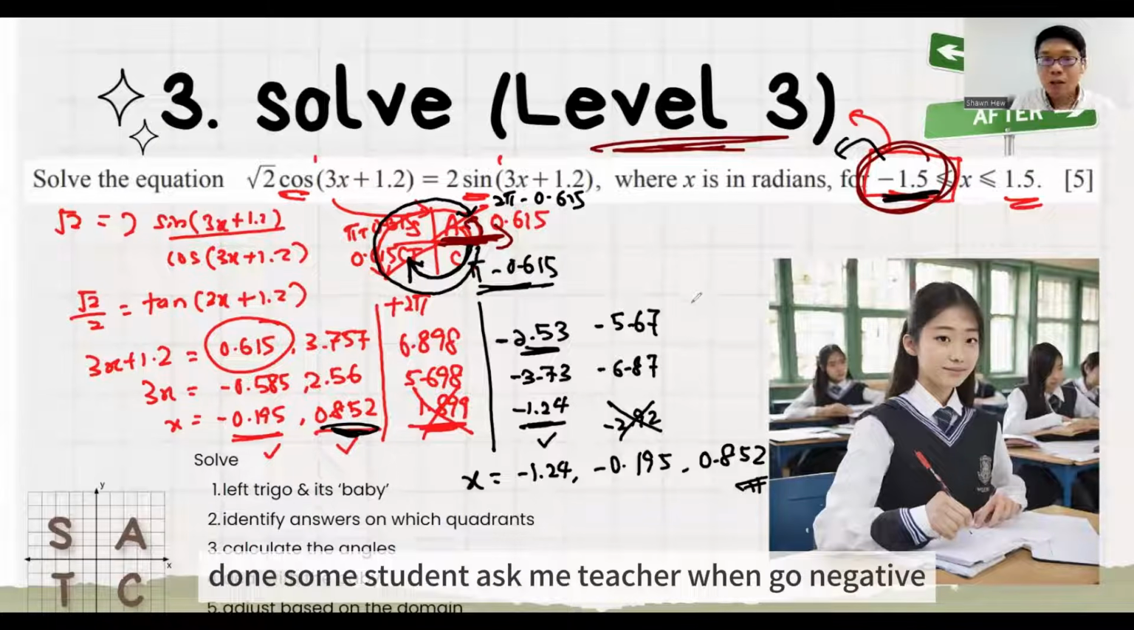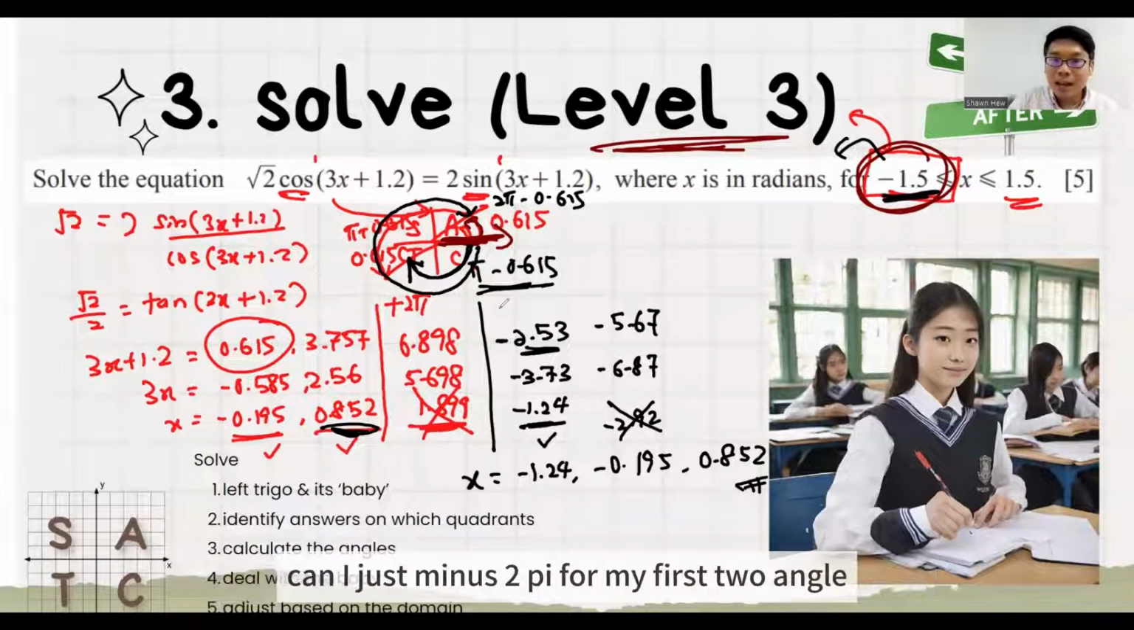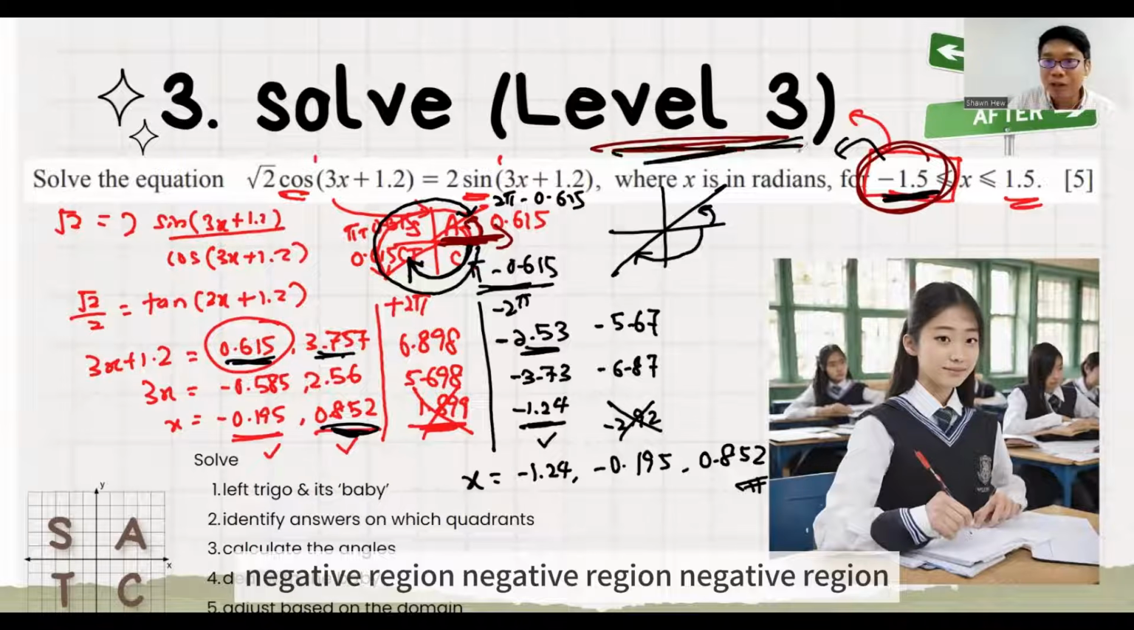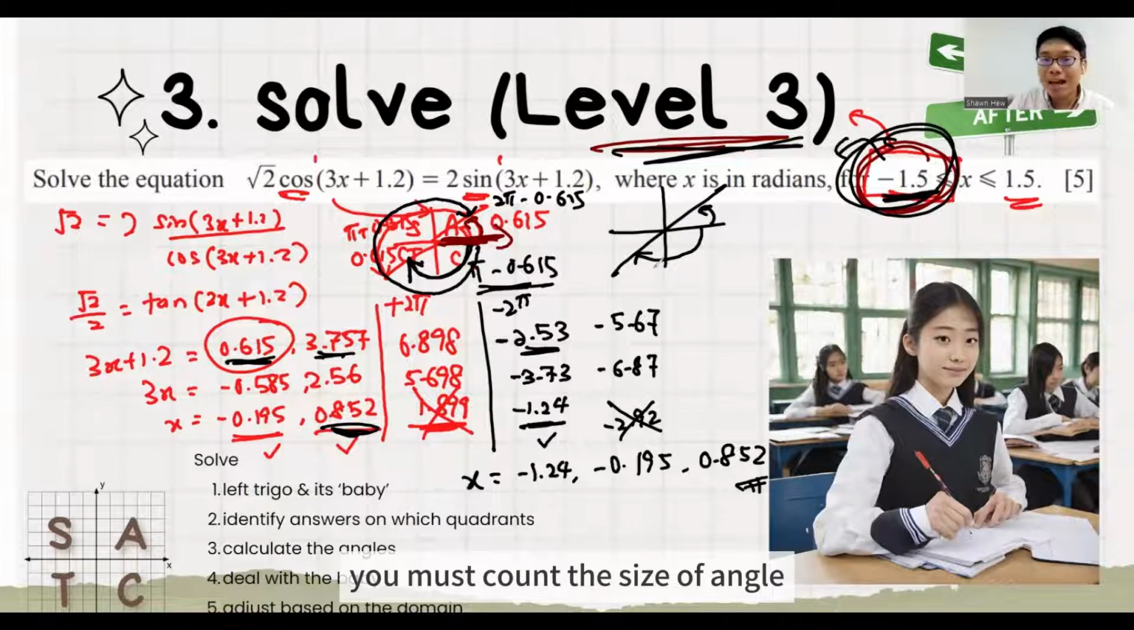Done. Some students ask me, teacher, it goes negative. Can I just minus 2 pi for my first two angles? No, cannot. For negative region, you must count the size of the angle.